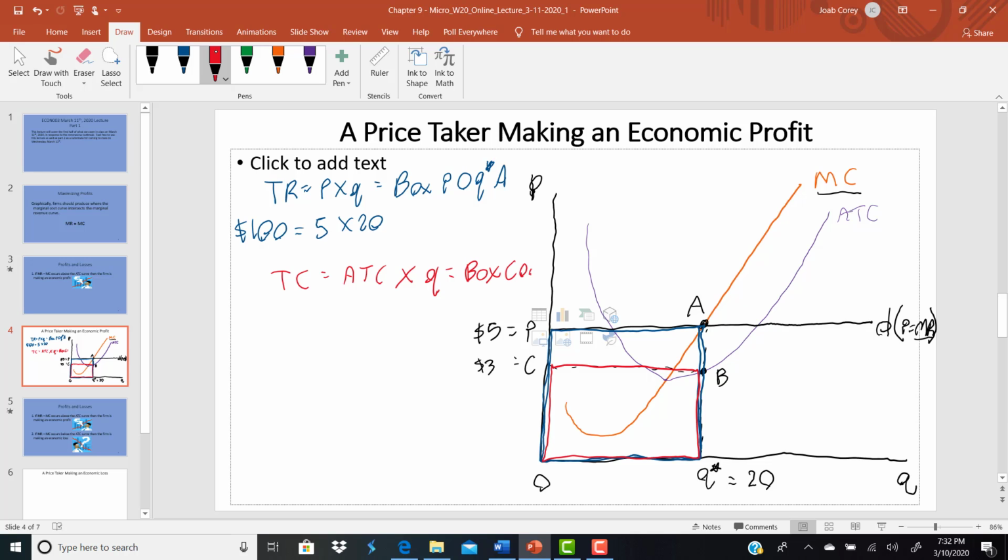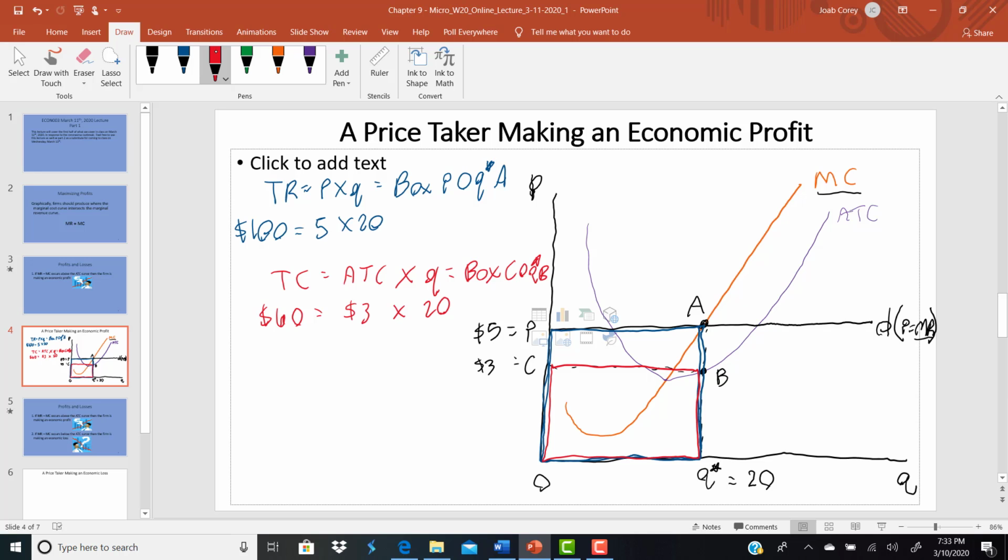So that's P0 Q star A B. Now, again, if I give you the numbers, then please be able to calculate them. The average total cost is $3 per unit times the 20 units that we are producing. That gives us a total cost of $60. So $60 is our total cost, right? So we have total revenue of 100 and total cost of 60.